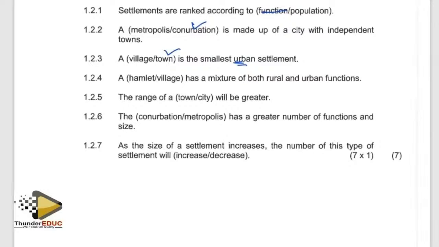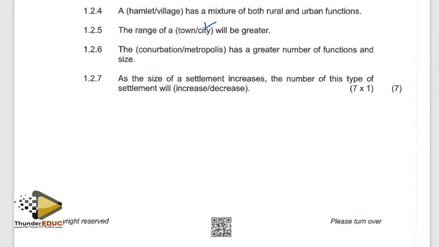The range of a town or a city will be greater. So, go with the city. That is the conurbation. Metropolis is the greater number of functions and size. Obviously, it is a conurbation. And lastly, as the size of the settlement increases, the number of this type of settlement will decrease. As the size increases, the number of the settlements will decrease.